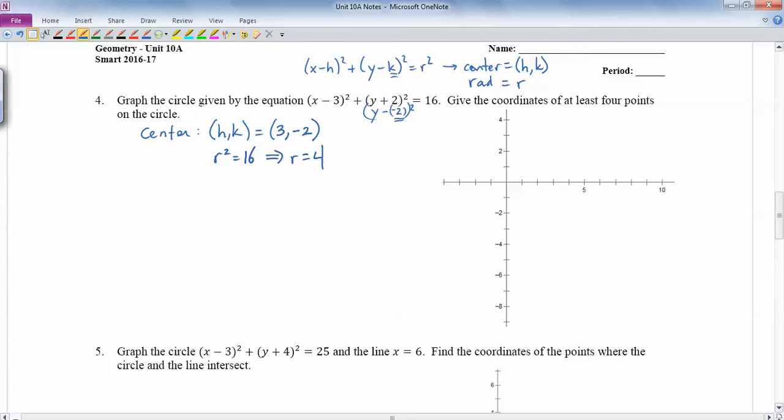So if we plot 3, negative 2, over 3, down 2, there's my center. Since the radius is 4, we can just go up 4 and end up at 3, 2. We can go down 4 and end up at 3, negative 6. We can go to the right 4 and end up at 7, negative 2. And we can go left 4 and end up at negative 1, negative 2. And then you just do your best to draw that circle. So there it is.